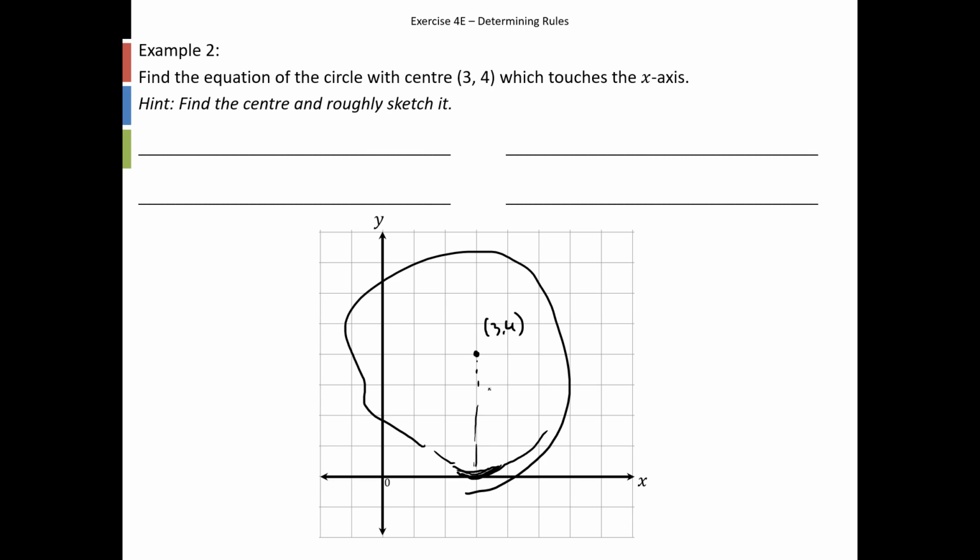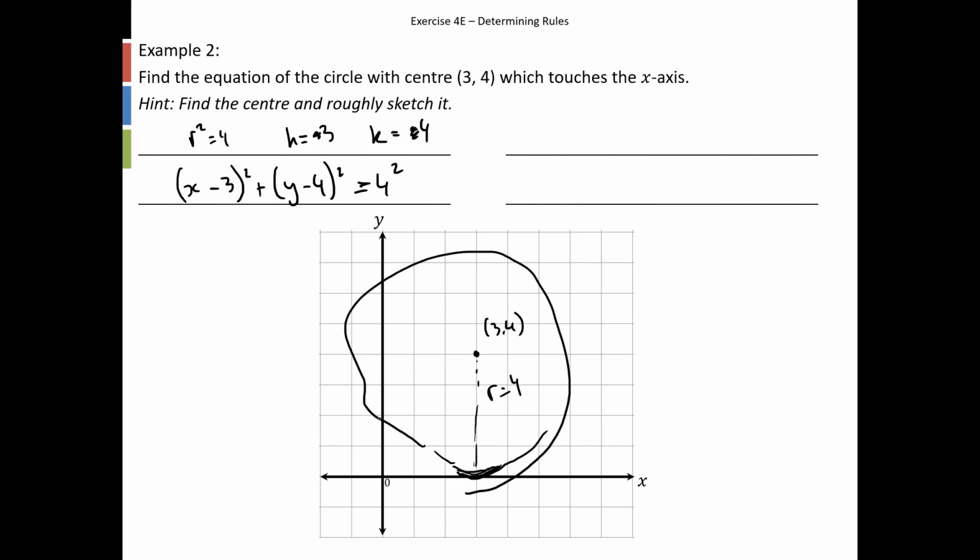So that means our radius needs to be equal to 4. So r squared equals 4 squared. Our h value is 3 and our k value is 4. Our negatives come in the equation. We have x minus 3 squared plus y minus 4 squared equals 4 squared. So those ones are really nice when it just touches.